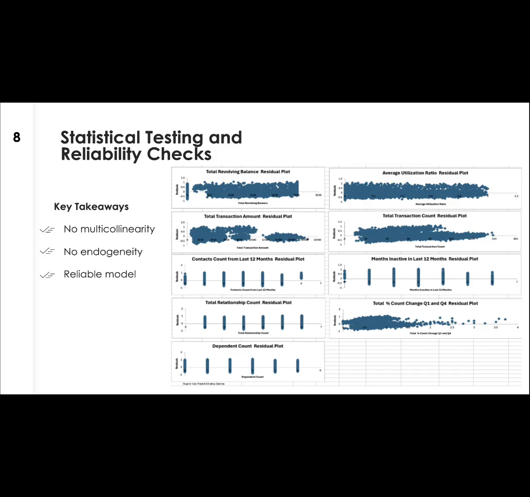Next, we checked for multicollinearity. This occurs when independent variables are too closely related to one another, which can make regression results unreliable because the model struggles to separate the effects of each variable. Since none of the correlations between our independent variables exceeded the threshold of concern, we concluded multicollinearity was not an issue. We also tested for endogeneity. Overall, the test supported the viability of our regression model.